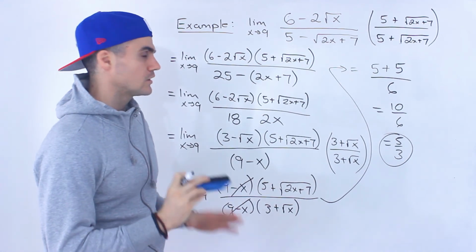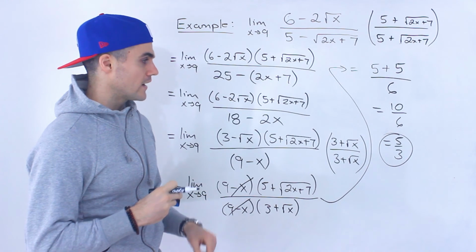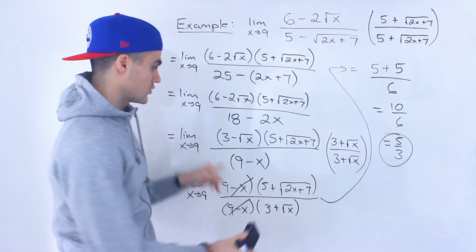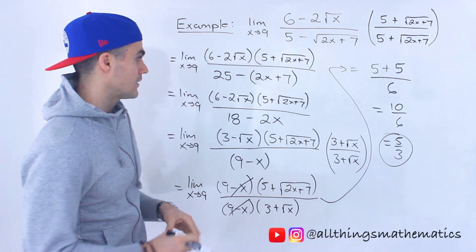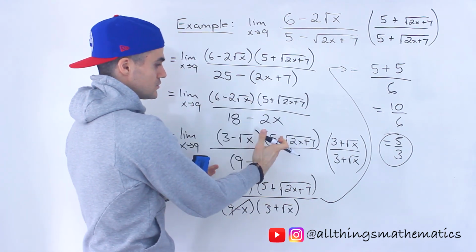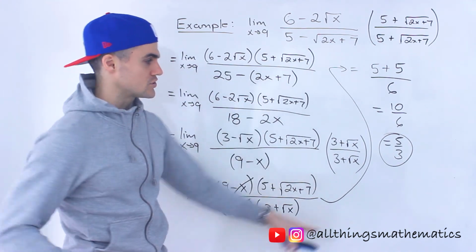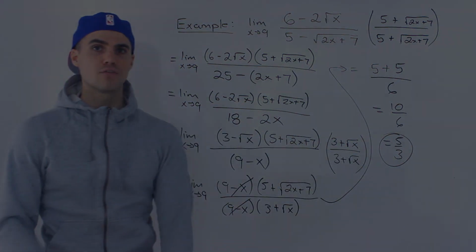So just be on the lookout for these kinds of limits where you're going to have to rationalize twice in order to get the answer, in order for that factor to cancel out. And again, if you rationalize this factor, if you didn't do that simplifying with factoring out the 2, you should still get that same answer of 5 over 3.